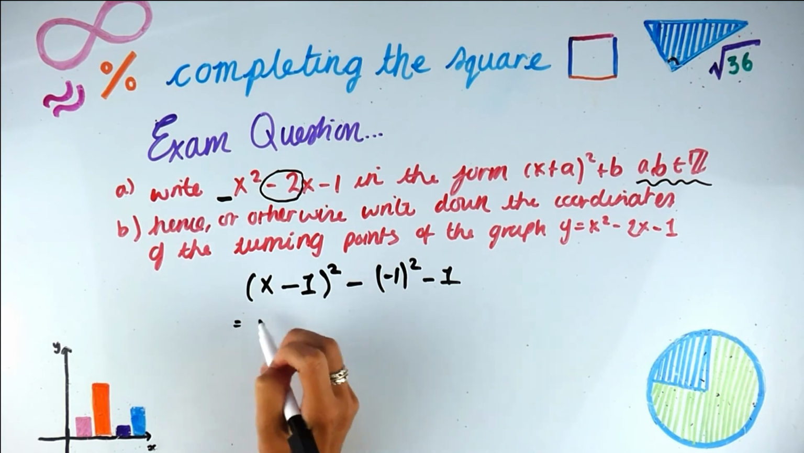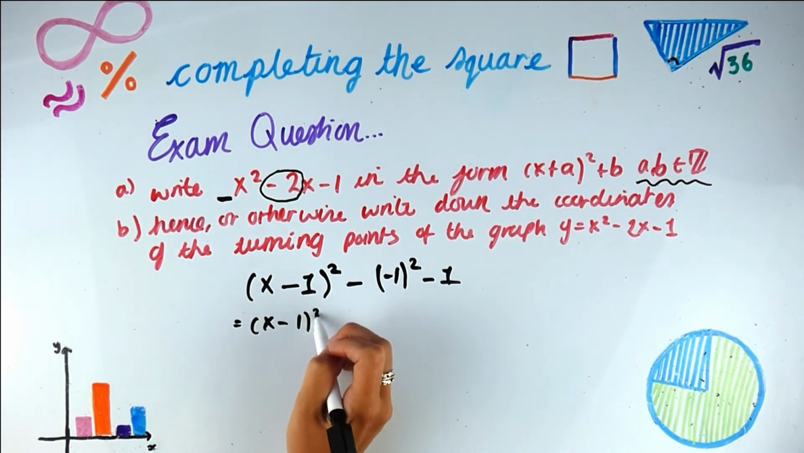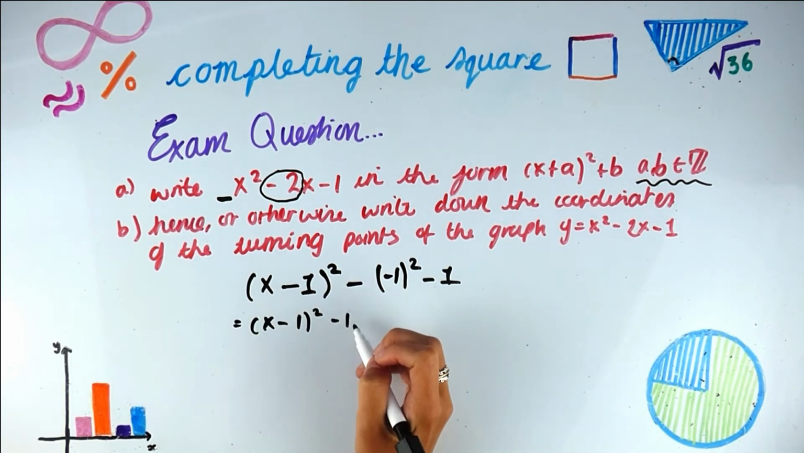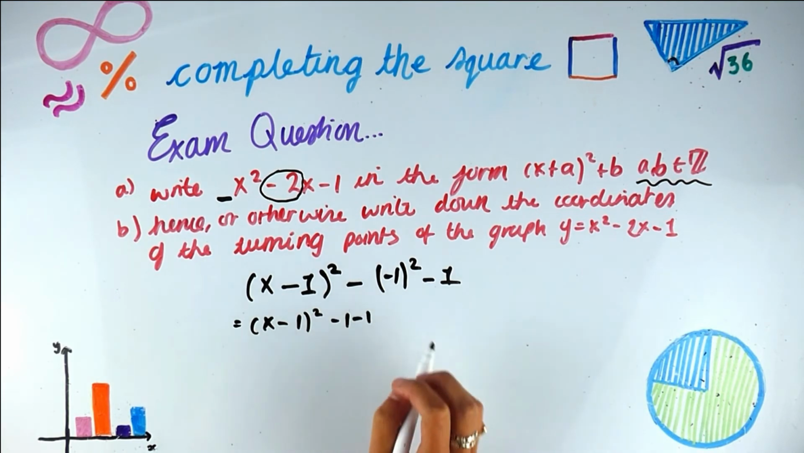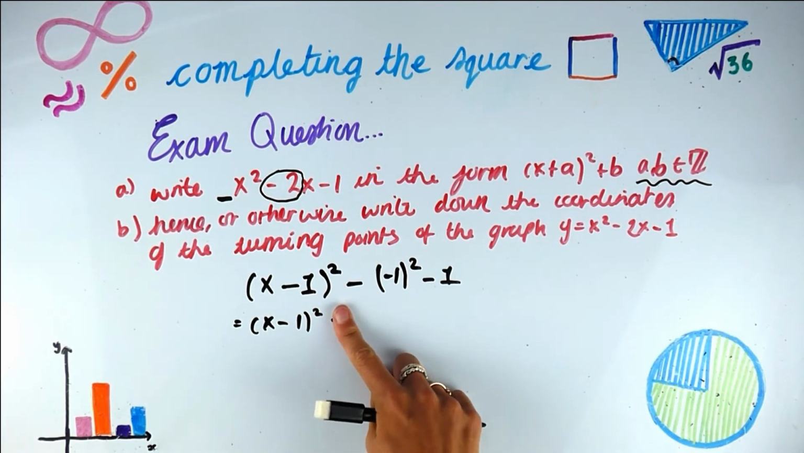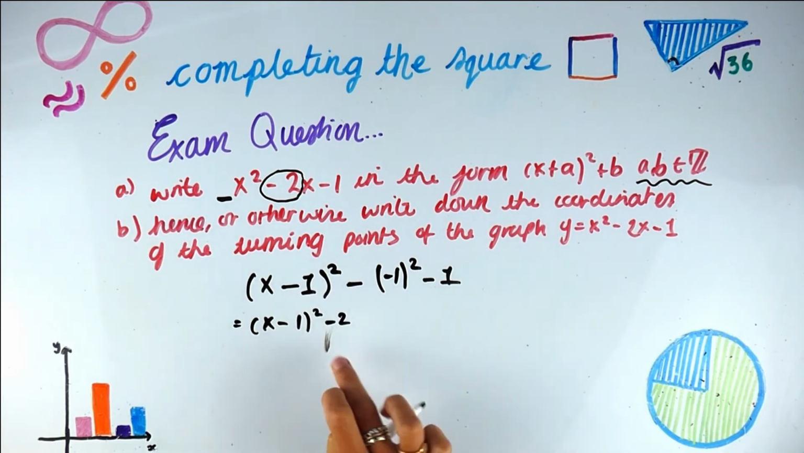So let's see what we get. Minus 1 squared is 1, so that is going to be minus 1 minus 1. Minus 2. There we go, complete the square, part A done.